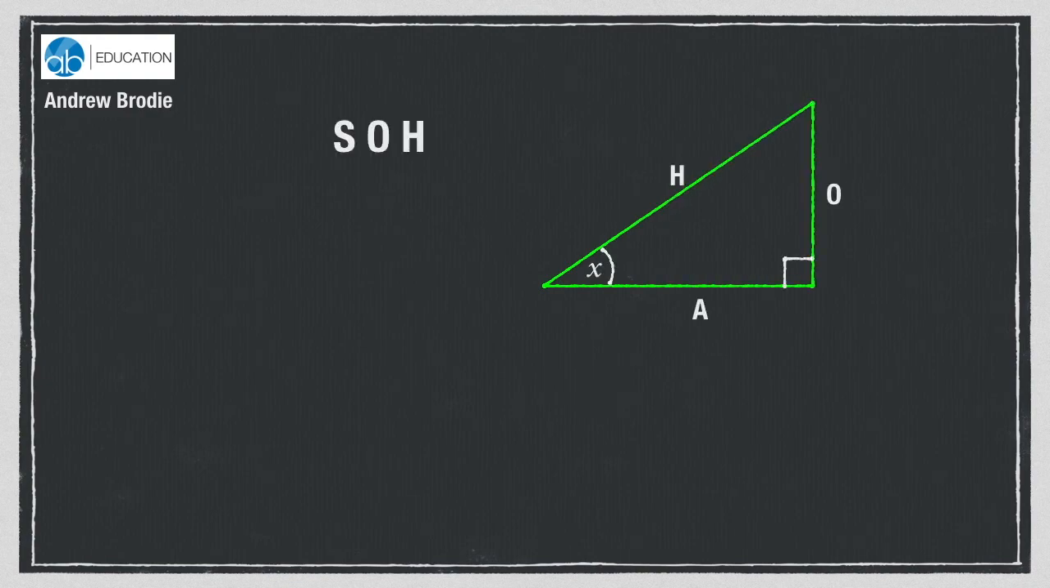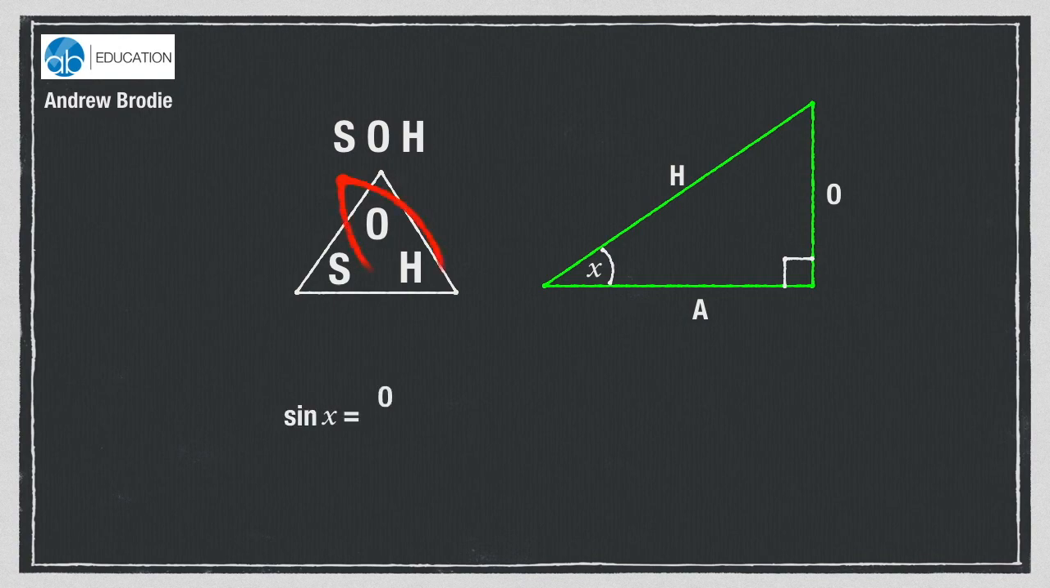It can help if the letters are arranged in a calculation triangle, similar to the calculation triangle you may use in speed, distance, time questions. Here, it's easy to see that sin x is equal to the opposite over the hypotenuse because the O is above the H. But in the same way, notice that H must be equal to O over sin x, and O must be equal to sin x times H, but it's best to write the H before the sin x.